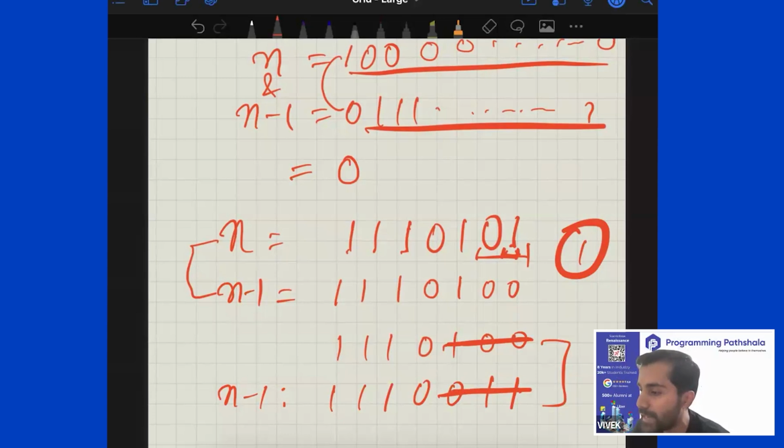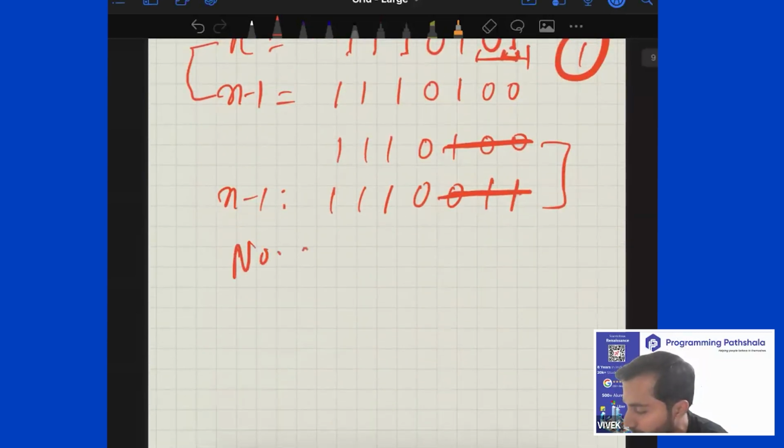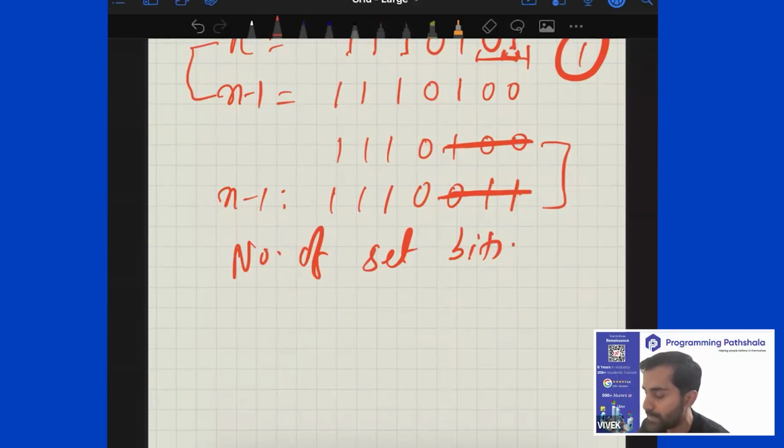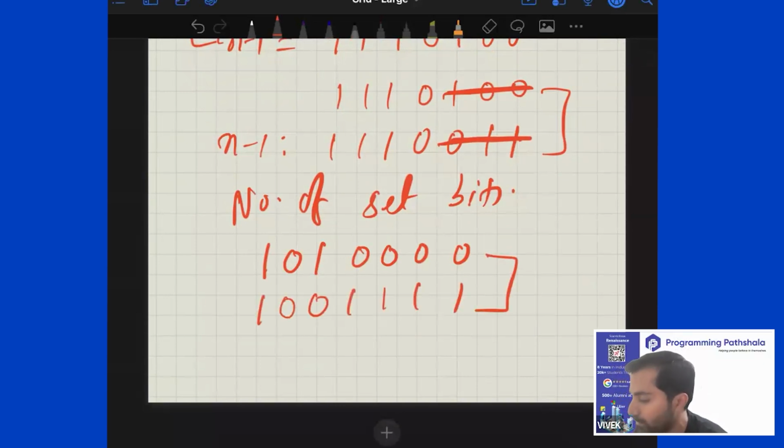How many operations will happen by the time your n becomes 0? The number of operations which will happen will be equal to the number of set bits. Number of set bits, as simple as that. Why? Because if you have a number, let's say this is your number, for example, now the moment you find out n minus 1 and take an AND, all these things go away in one shot. And what you get is this.